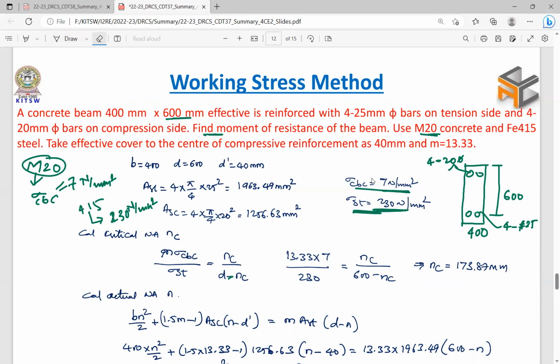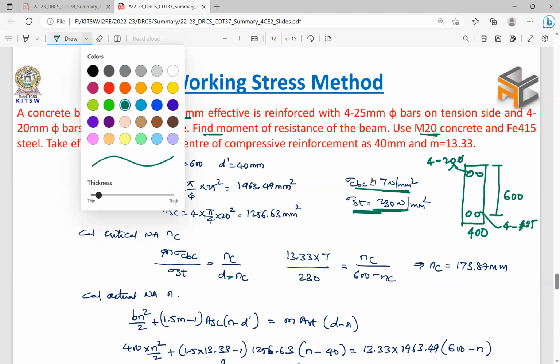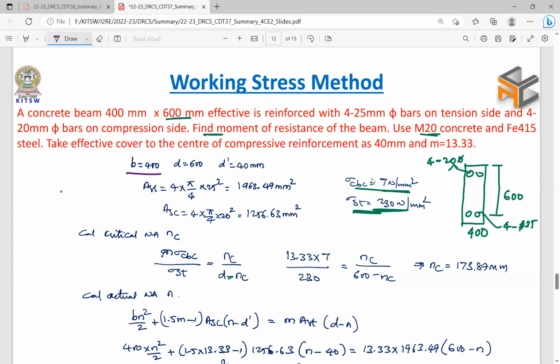After that, you have to write the given data and calculate the area of steel in the tension zone and the area of steel in the compression zone. So the b value is given: b is equal to 400 mm, effective depth d is equal to 600 mm, and d dash is given as 40 mm in the problem. Also, modular ratio m is given as 13.33.